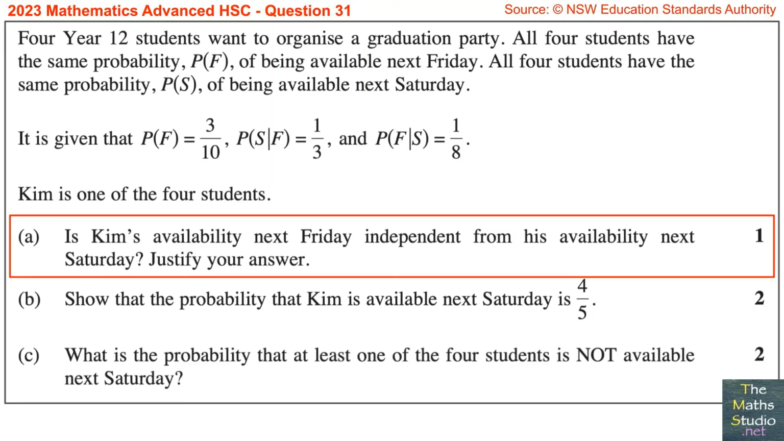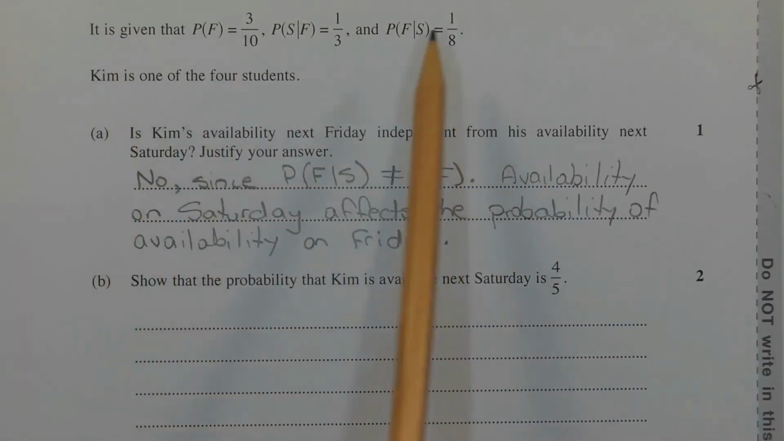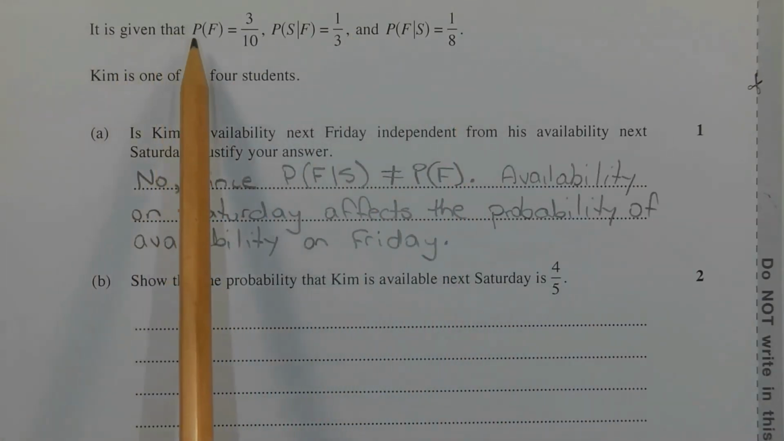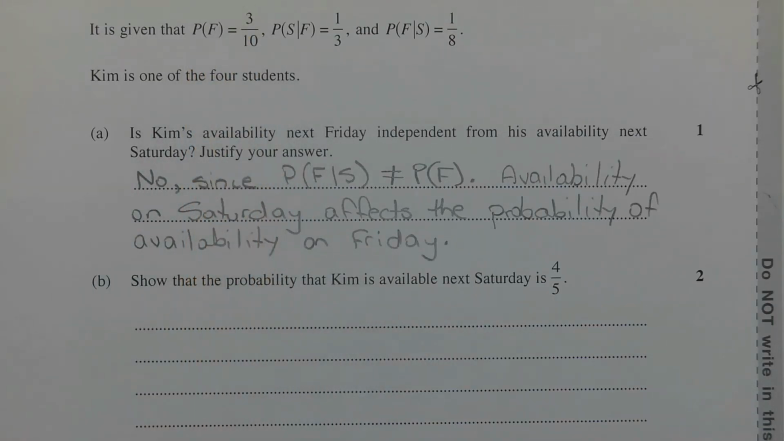Kim is one of the 4 students. Part A. Is Kim's availability next Friday independent from his availability next Saturday? Justify your answer. Let's have a look at the probabilities that are given in the question. Now, the probability that Kim is available on Friday is 3 over 10.